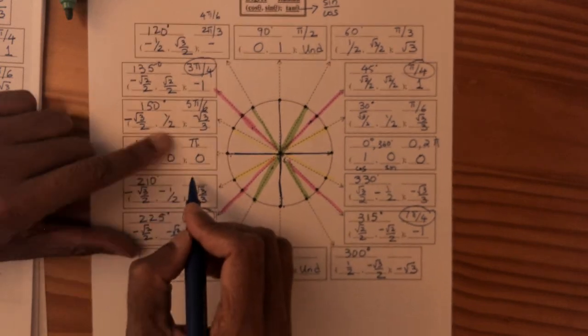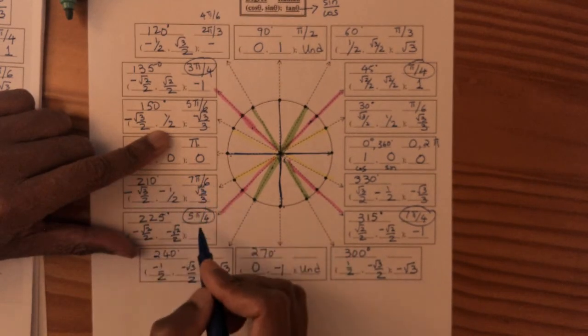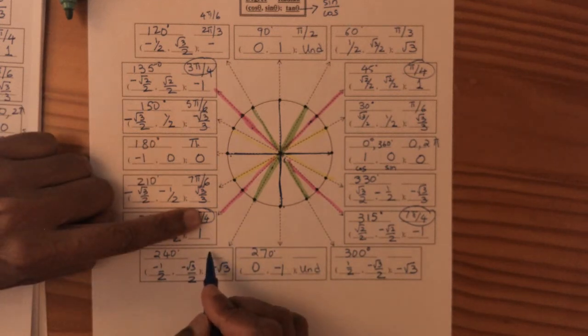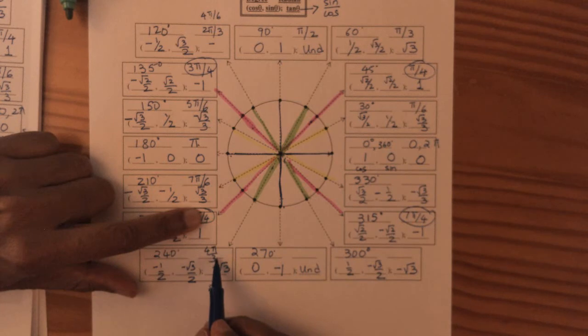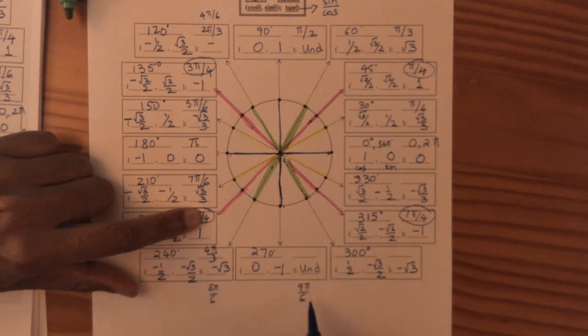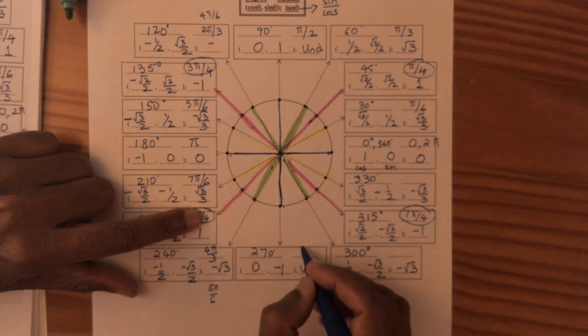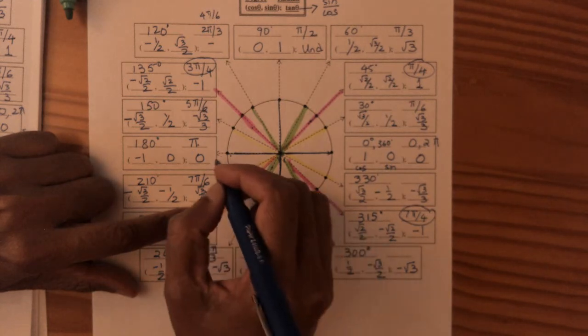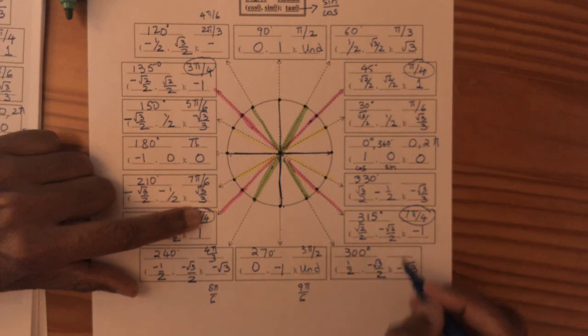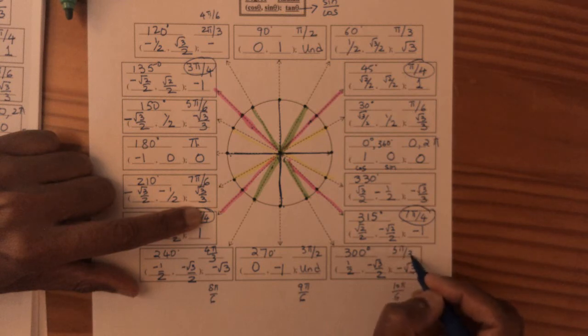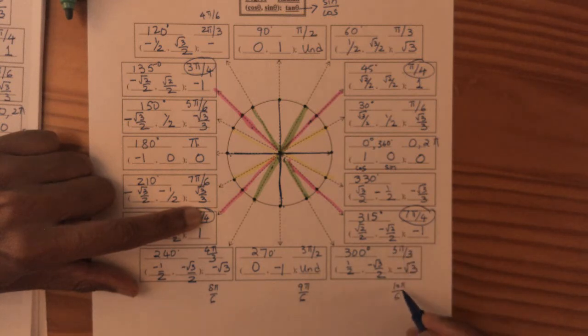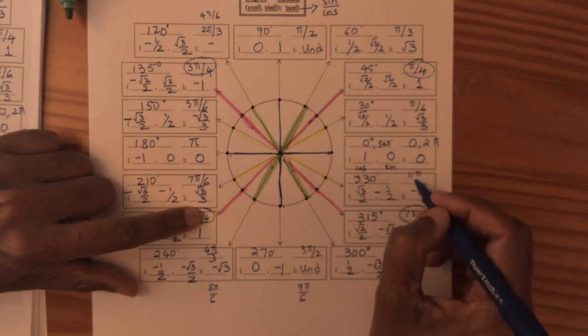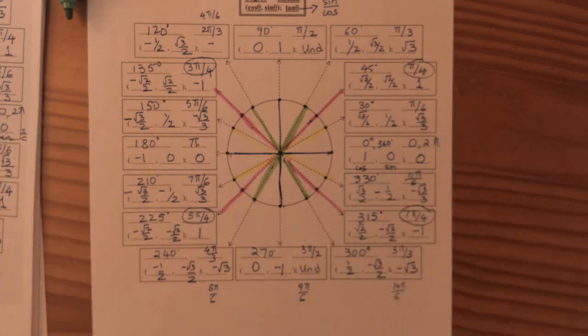6 pi by 6, 7 pi by 6. Skip. 8 pi by 6 is the same as 4 pi over 3. So 8 pi by 6, 9 pi by 6. 9 pi by 6 is nothing but, what is that? 3 pi by 2, which is correct. 1.5 pi. So 9 pi by 6, 10 pi by 6. What is 10 pi by 6? 5 pi over 3. You're always going to simplify. So 10 pi by 6, 11 pi by 6. And then 12 pi by 6, which is the same as 2 pi.